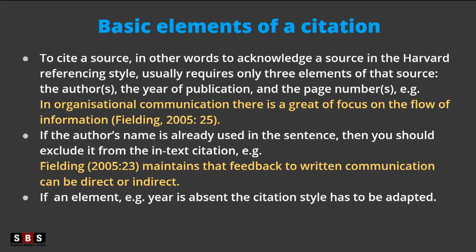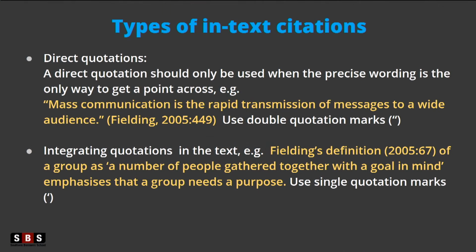If, however, an element is missing, you can't find, for instance, the date of publication of a specific source, then you would have to adapt your citation style to that. Let us look at a few types of in-text citations. The first one is your direct quotations. Now, this can be done in different ways.